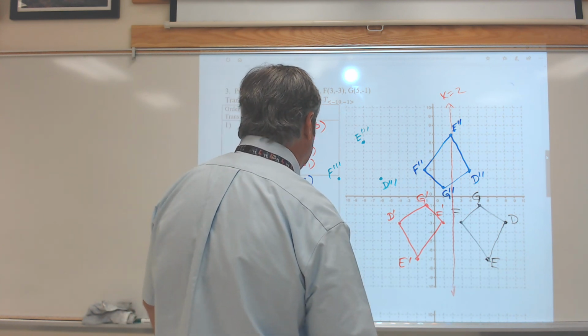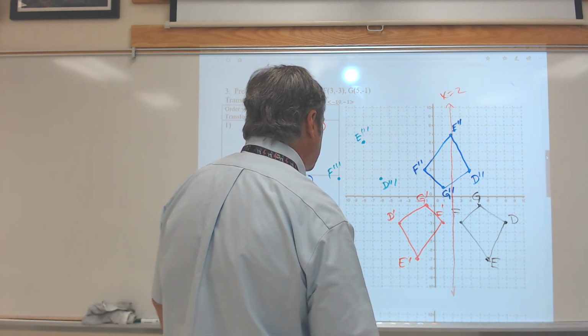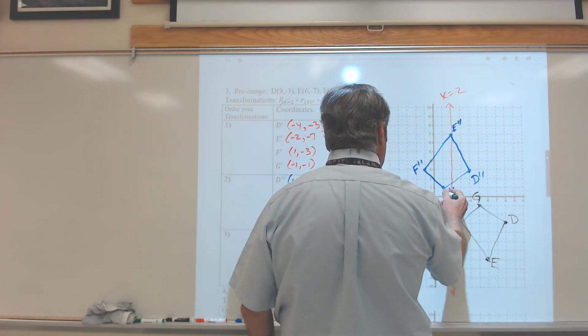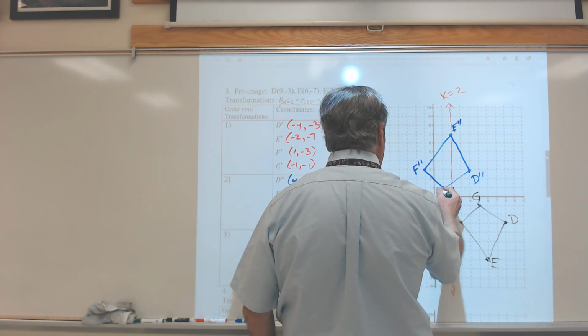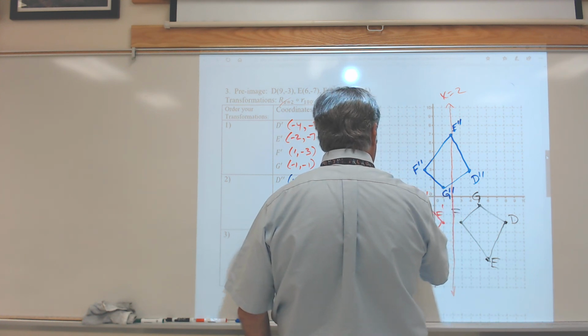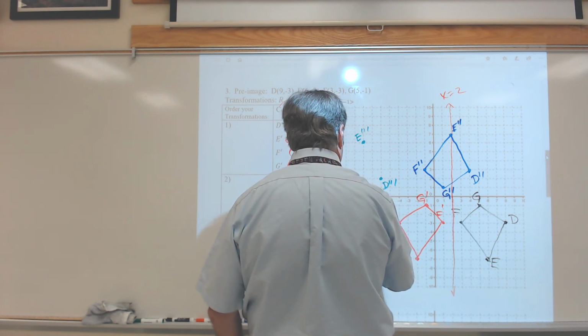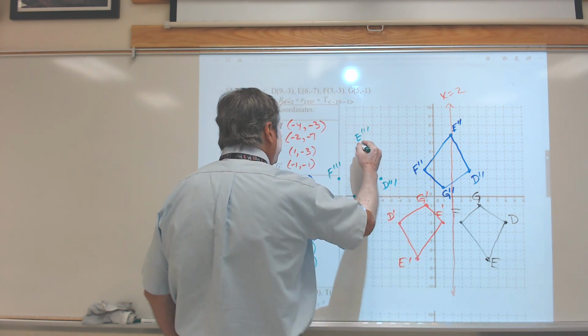And then finally, which one have we not done? Oh, we haven't done G. So from here we go left 10, 1, 2, 3, 4, 5, 6, 7, 8, 9, 10, and down 1. So there's G triple prime.